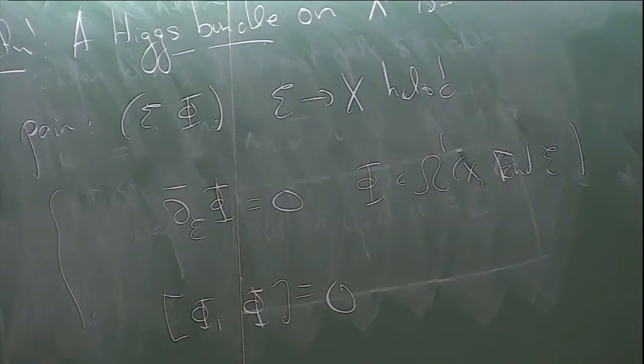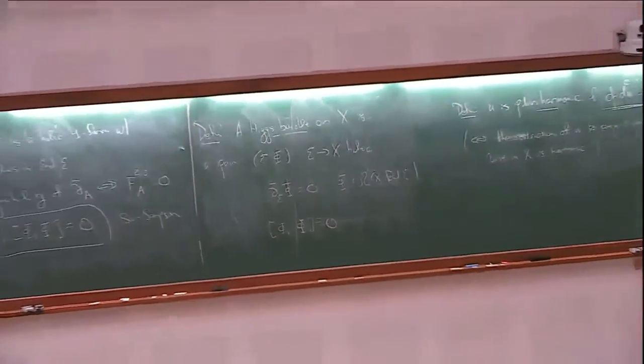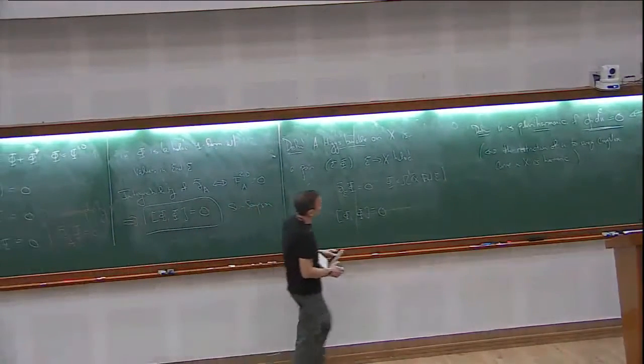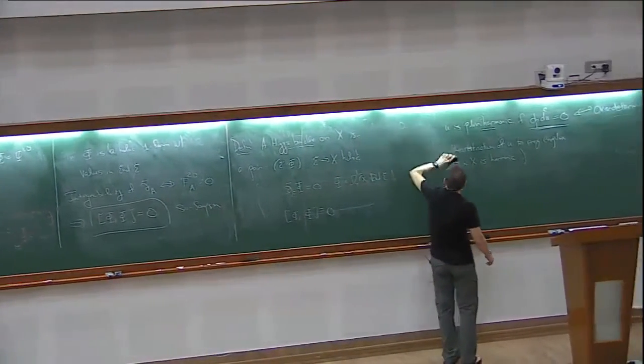Okay, and so it turns out that, just like in the difference between pluriharmonic and harmonic, these equations are a little bit too strong. These are overdetermined, and so there's another set of equations that are more natural in this context.